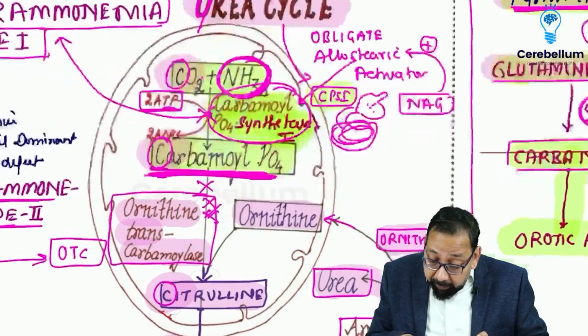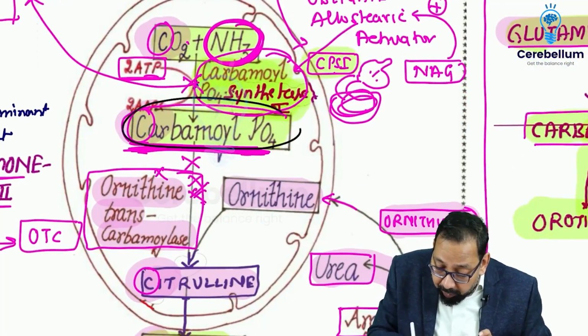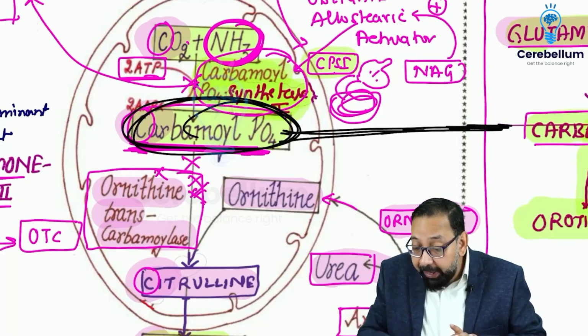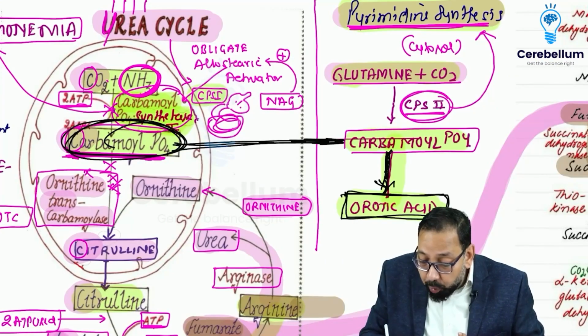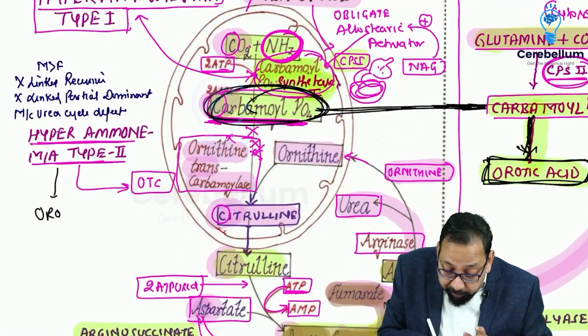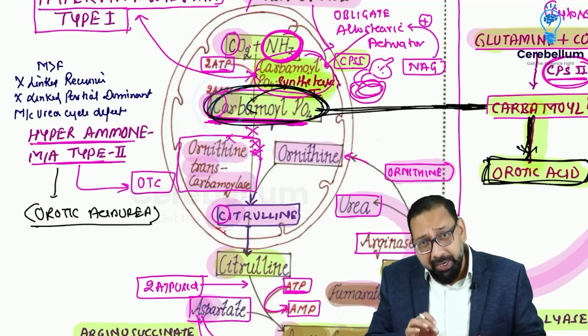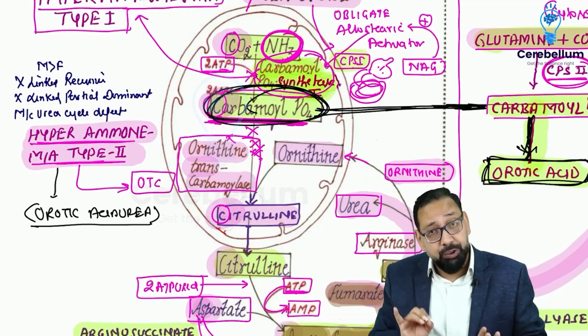And we found that in OTC deficiency, carbamoyl phosphate will accumulate. This will go to the cytosol and enter pyrimidine synthesis, and this carbamoyl phosphate will produce orotic acid, more and more orotic acid. So in OTC deficiency, there is orotic aciduria. So you will find a catching point in urea cycle defects. If orotic aciduria is there, this is hyperammonemia type 2; clinical scenario questions are asked.